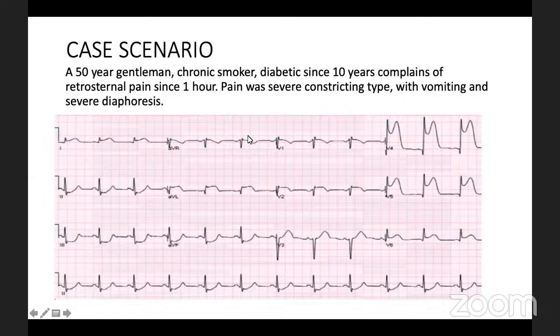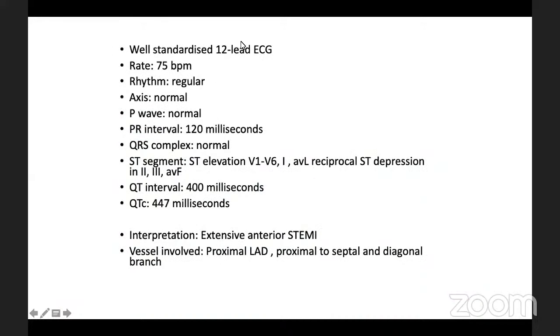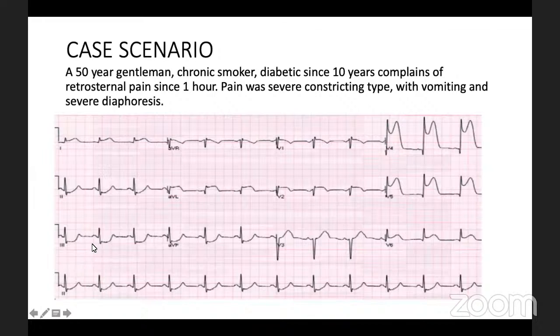Yes, sir. This is a well-standardized ECG with normal sinus rhythm showing ST elevations in 1, AVL, V1 to V6. So it's an extensive anterior wall MI with reciprocal changes in the inferior leads.